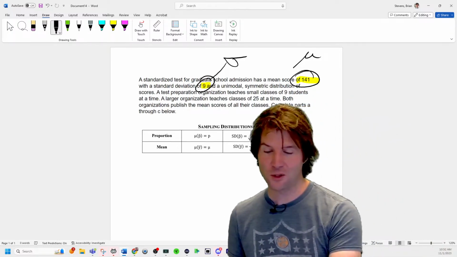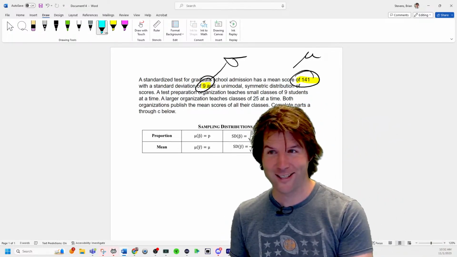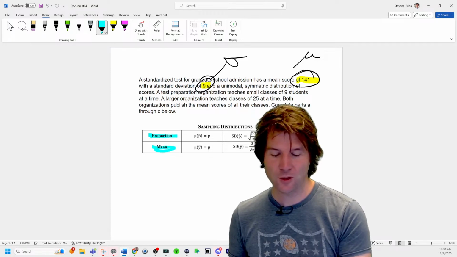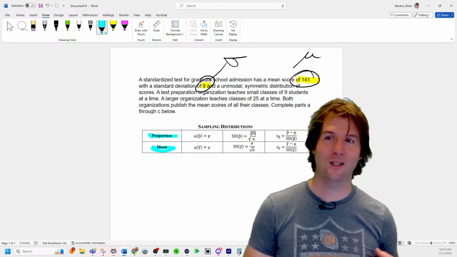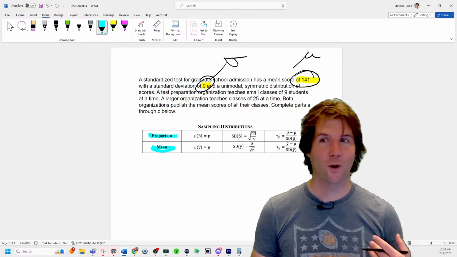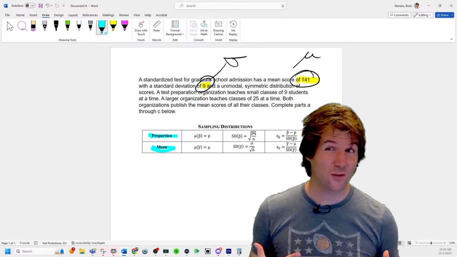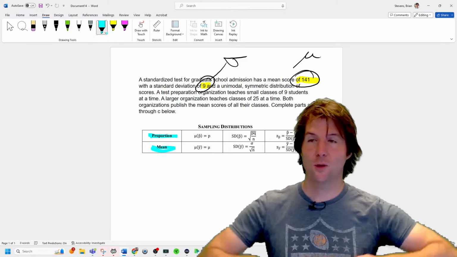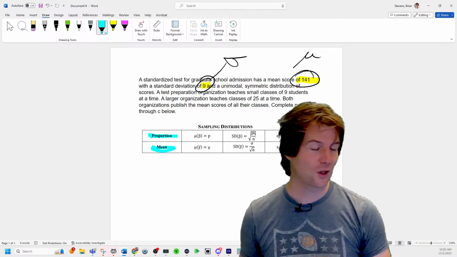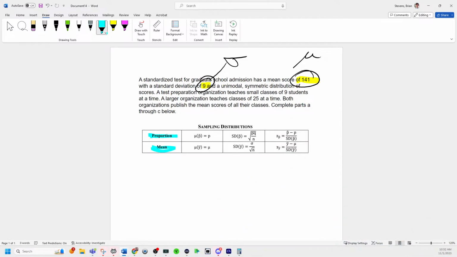So probably always start these questions by identifying if we're doing proportions or means. But since we're doing a standardized test, we're obviously doing what? Proportions of scores or means of scores? Because we're looking at standardized test scores, and we have a mean for it, and we have a standard deviation. We're doing means, exactly. So now that we know we're doing means, we literally just found mu and sigma.